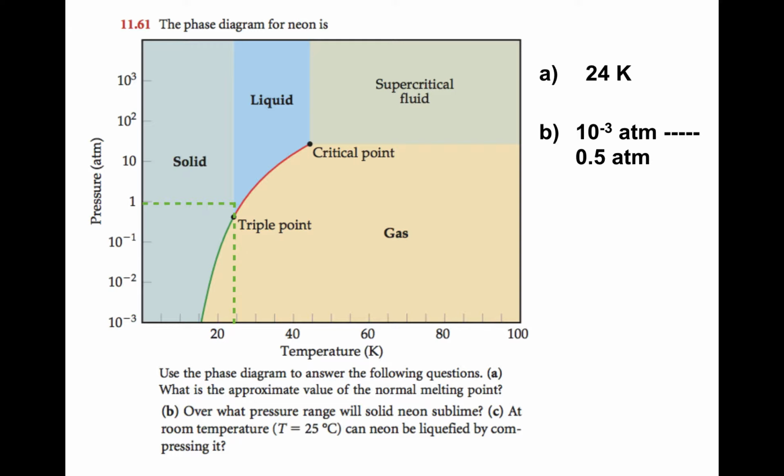And at room temperature, 25 degrees Celsius, can neon liquefy by compressing it? Well, the triple point, I don't know, looks like it's before 25. So 25, looks like we're right on the cusp. So no, we're not going to cross the liquid zone here. The liquid zone is going to be the temperatures from 45 to just at 25.